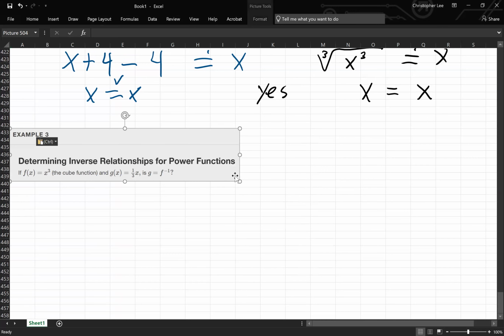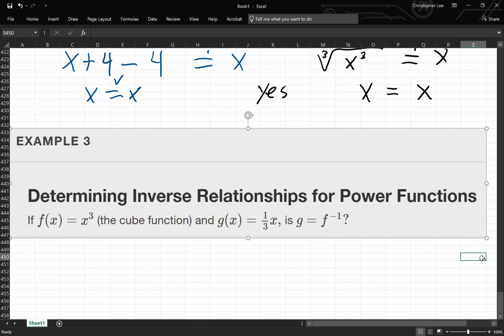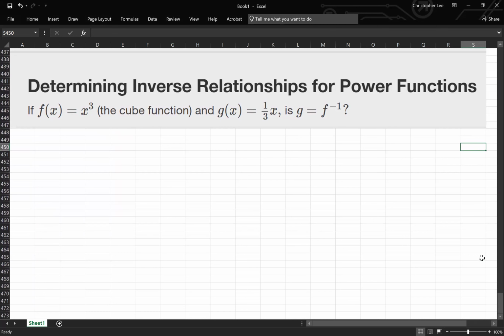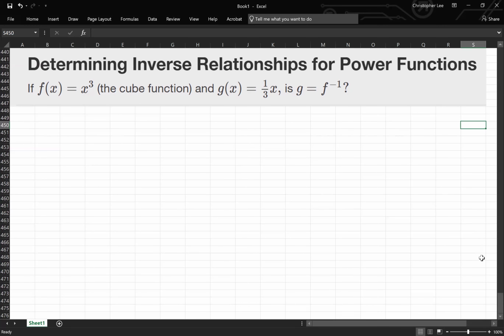All right, let's try another one over here. Same idea, same question, right? Determine inverse relationships of power functions. If f of x is equal to x cubed, the cube function, and g of x is equal to one third x, is g the inverse of f? Y'all want to try it? Prove it. We got to do it. That's how it should work.